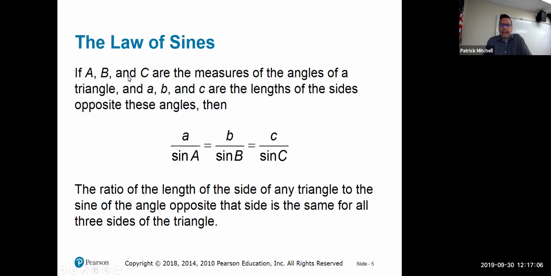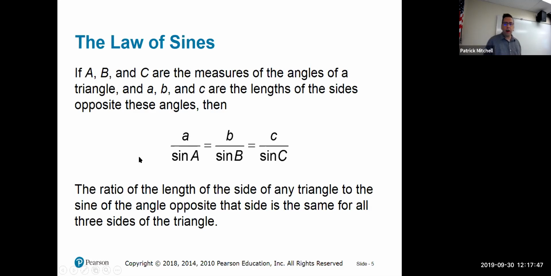But if capital A, B, and C are the measures of the angles of any triangle, and little a, b, and c are the lengths of the corresponding sides. By corresponding, I mean opposite. Little a is opposite angle big A. Then these 3 ratios are all equal. Little a over sine A is equal to little b over sine B, and those 2 are also equal to little c over sine C. And you're going to see that again on the next slide, because on the next slide I'm going to talk to you about when you can use this.